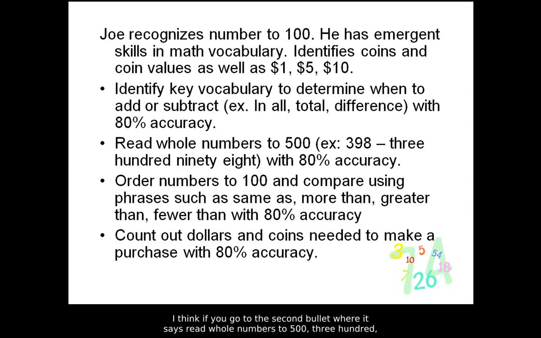I think if you go to the second bullet where it says read whole numbers to 500, 398, 80% accuracy, if Joe is receiving specific instruction, that would be an easier place for a teacher consultant or a teacher to monitor that progress, once a day, once a math lesson, whatever that looks like. They're instructing him and then they're checking in to see how well he's doing. That would be a little bit easier one to monitor progress to see what that looks like.